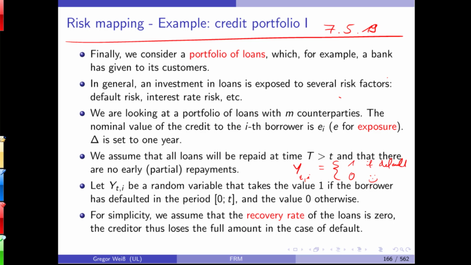For simplicity, we assume that the recovery rate of the loans is 0. What is the recovery rate? Now, empirically, you would be surprised to see that if you have 1 million euros in loans outstanding and all of these borrowers default, actually the average bank or the average lender will be able to recover 20 up to 40% of these loans.